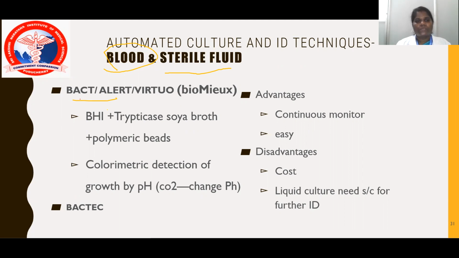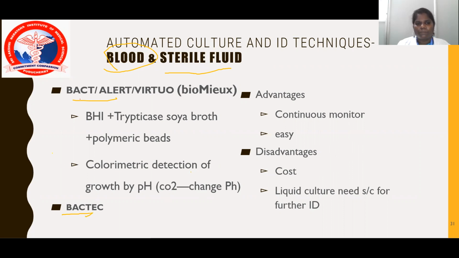So what are the advantages of using this? The first advantage is that there will be continuous monitoring. In the conventional method, we cannot check every hour. We can only detect whether turbidity is there or not, and if the turbidity is there, only then can we think about whether growth has happened. But here, the machine itself identifies whether the growth has happened or not. So there will be continuous monitoring.